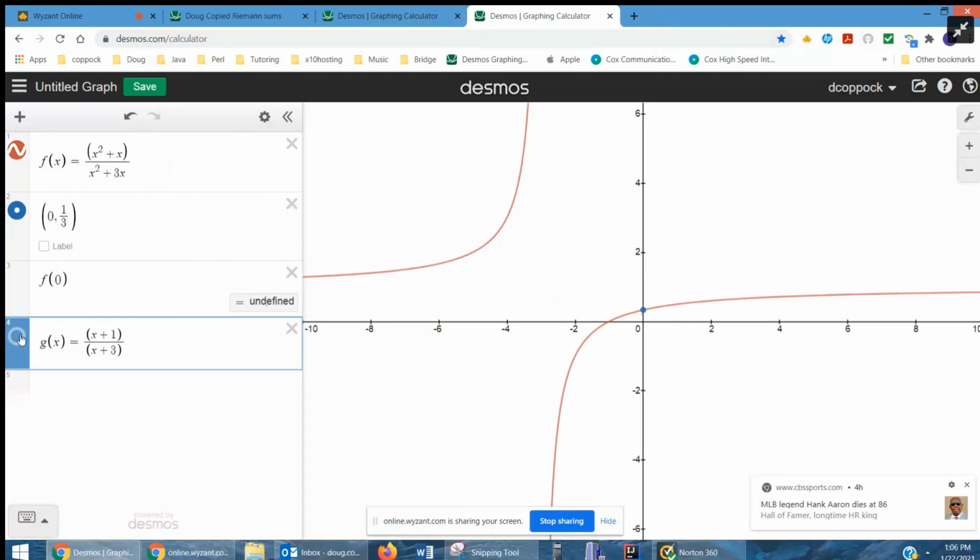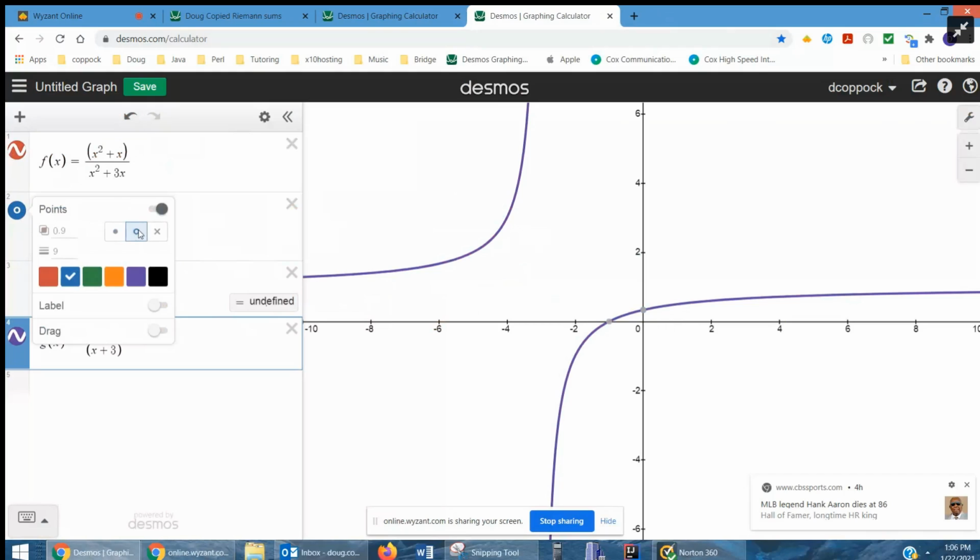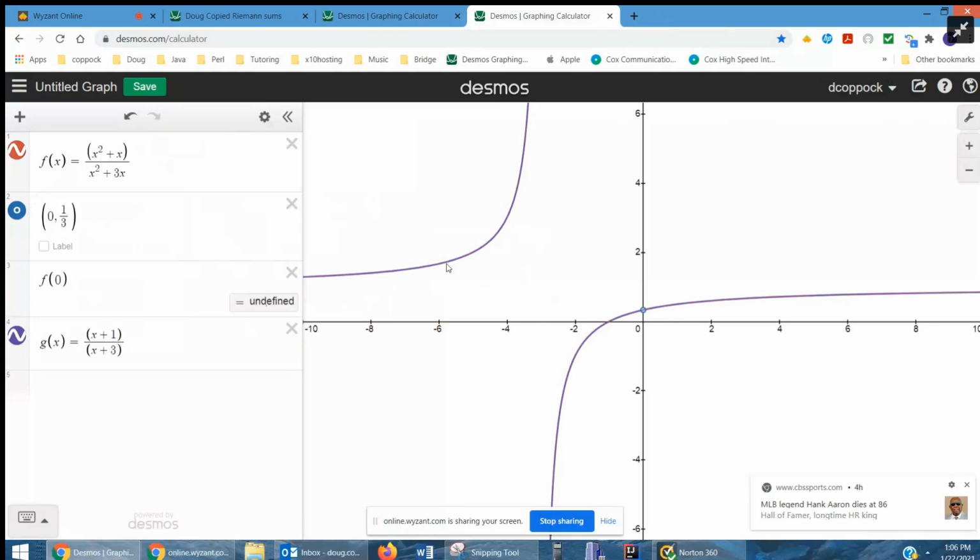If I write g of x as x plus 1 over x plus 3, that has the same exact graph, except there's no hole in the graph. As a matter of fact, for f, this point right here really could be represented with a hole right there. But g of 0 is defined, and it is 1/3. g of 0 is 1/3.